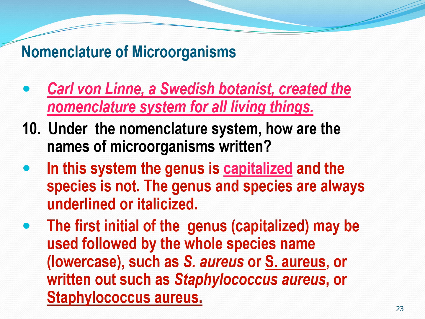Carolus Linnaeus, a Swedish botanist, created the nomenclature system for all living things. Under the nomenclature system, how are the names of microorganisms written? So in the system, the genus is capitalized and the species is not. The genus and species are always underlined or italicized. The first initial of the genus, capitalized, may be followed by the whole species name in lowercase, such as S. aureus, or S. aureus underlined, or written out such as Staphylococcus aureus.